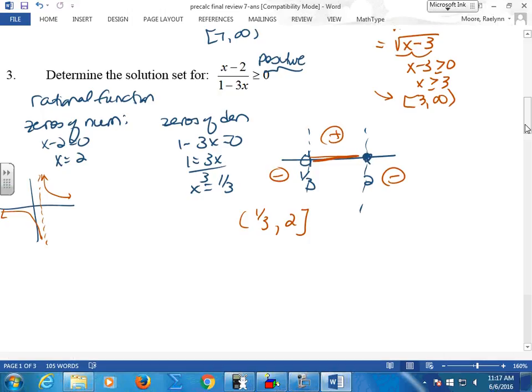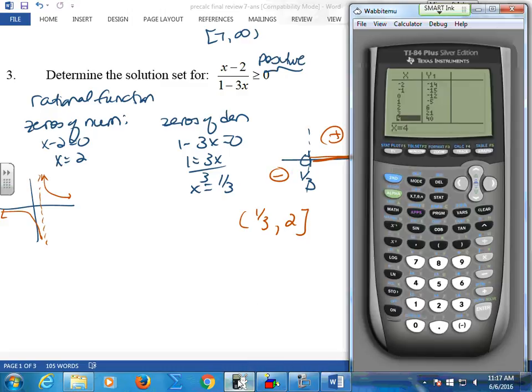I want you to pay special attention to this. This is darn confusing for me. What does this thing mean, greater than or equal to zero? What is greater than or equal to zero? Positive numbers. So where does this thing come out to be positive? I have no idea, so I'm going to just put it in my calculator and see what is going on. So I graph this, and I say x minus 2 over 1 minus 3x. Okay, and I graph this.